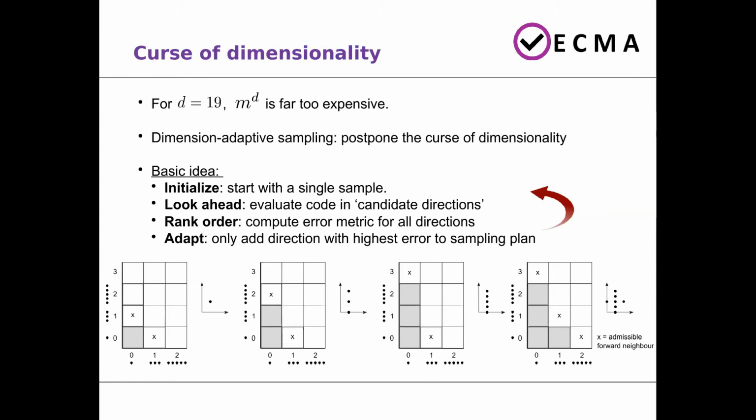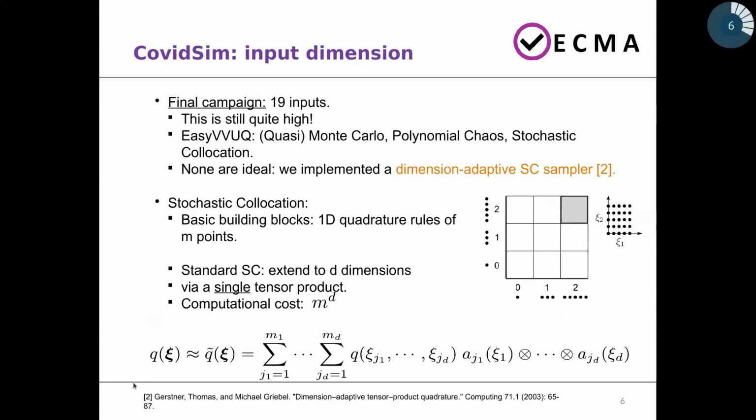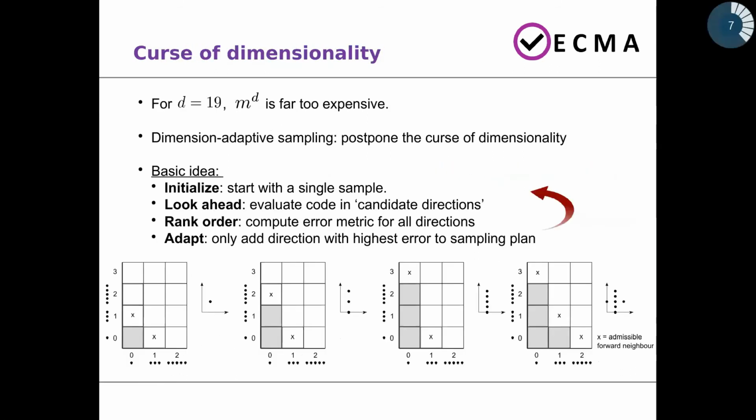There's different ways you compute this error. You can compute the error in the interpolation. So that's the error in this Q tilde. But you could also compute the error in some kind of quadrature methods. So for instance, you compute the variance in this point, compare it to the variance that you get for this point. You compute the variance here, and you compare it as well to this point. And then whatever direction generates the highest change in the variance, you add that to your sampling plan.